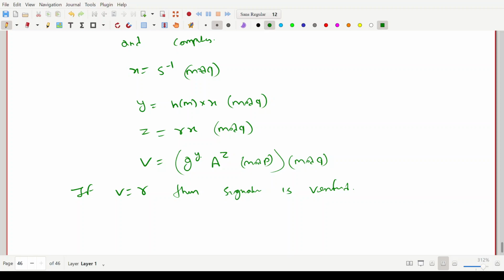Correctness is easy. Let me talk about g raised to y and A raised to z. What is g raised to y? It is g raised to hm multiplied by x, but x is s inverse, so hm times s inverse. A is g raised to a, so A raised to z, where z is rx and x is again s inverse.